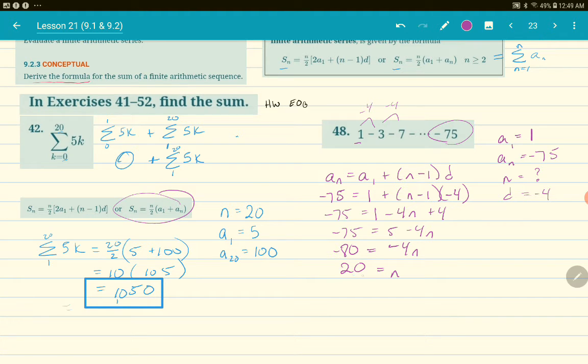I'm going to go with that one again. That one's a little easier to remember. So n divided by 2, let's see, n is 20. We're going to add that to our list. So n equals 20. N divided by 2 is then 10. A1 is 1. And AN is negative 75. So that is 10 times negative 74, which is negative 740.